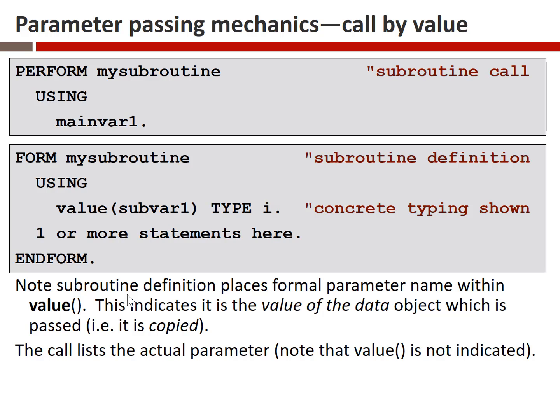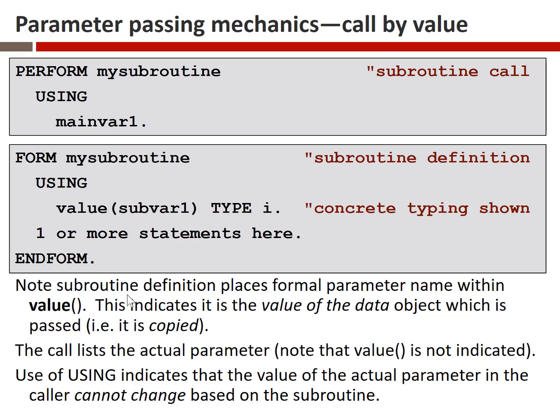The call lists the actual parameter. Note that value is not indicated. So I have two choices here, one of which is using. Using indicates that the value of the actual parameter in the caller cannot change based on the subroutine. Now, I may have this as a point on a later slide, but I'll go ahead and mention it here. You would think, given everything we know about ABAP and given the scenario here, that the keyword using surely would be enforced by the syntax checker.